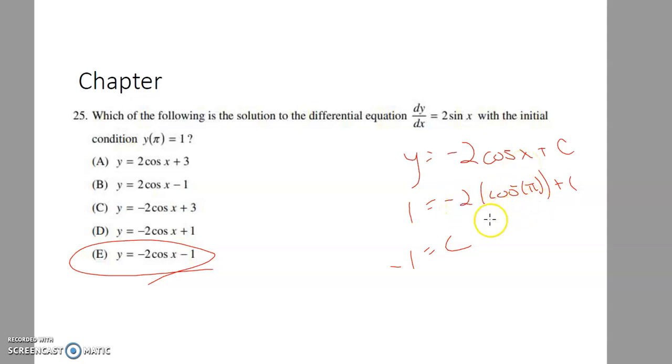And then cosine of pi, there's not much work shown here, but if you were to draw a unit circle, y-axis, x-axis, we would be over here on the left. The x value is -1. So this is -1, which gives me a +2. Move it over to the left side, c is -1. So it would be this with this value at -1, so I get E.